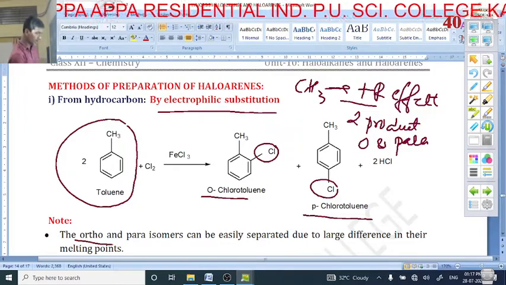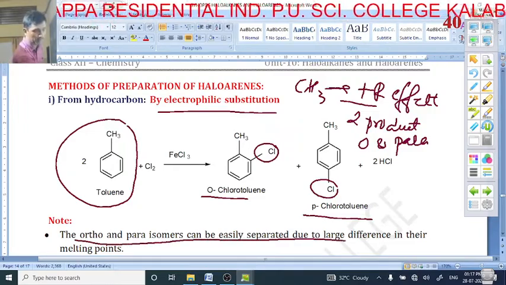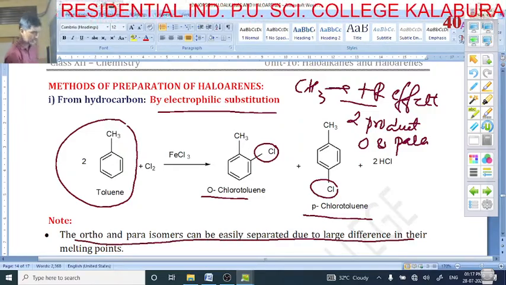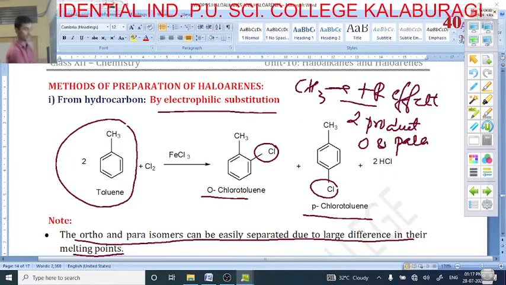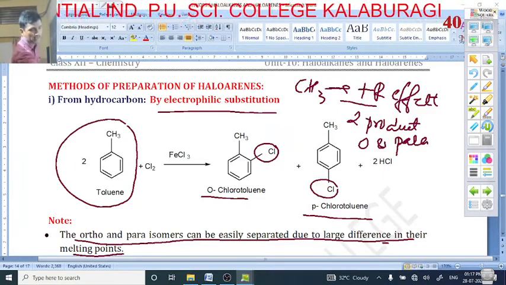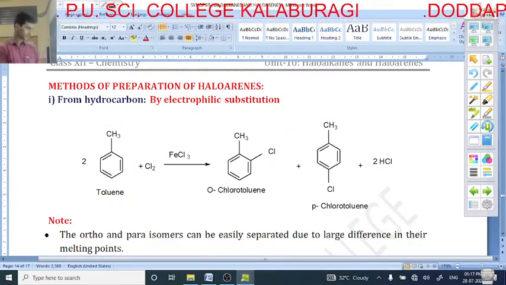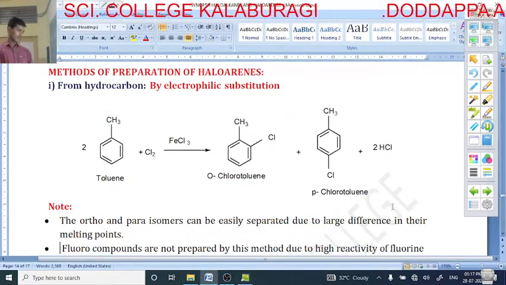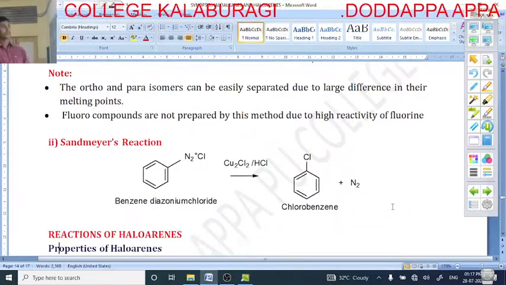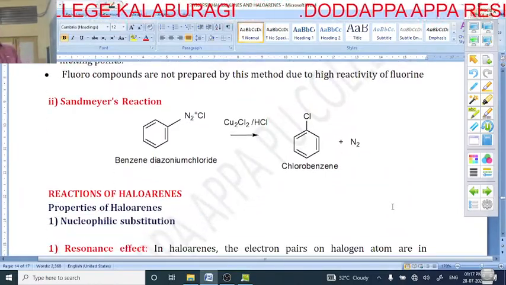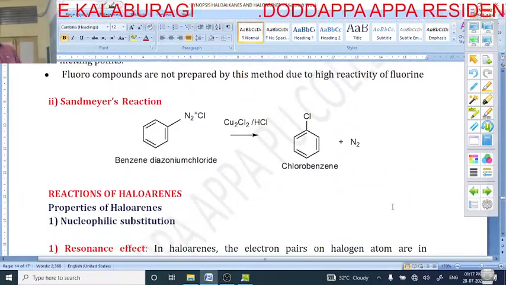The ortho and para isomers can be easily separated due to a large difference in their melting points. Fluoro compounds are not prepared by this method due to the high reactivity of fluorine.